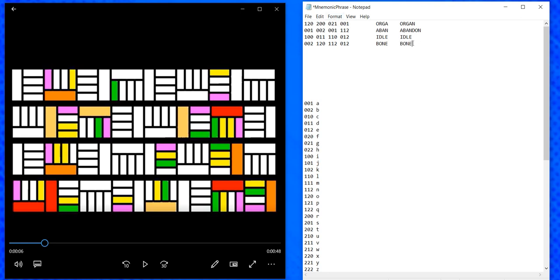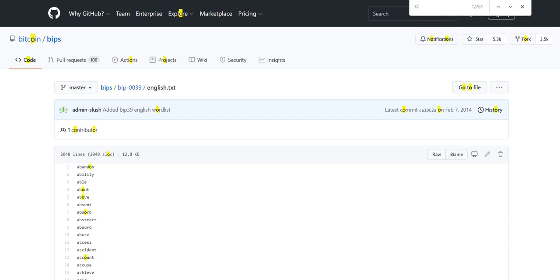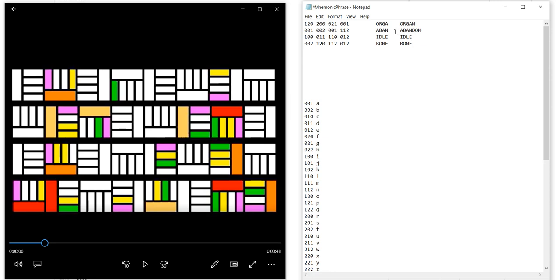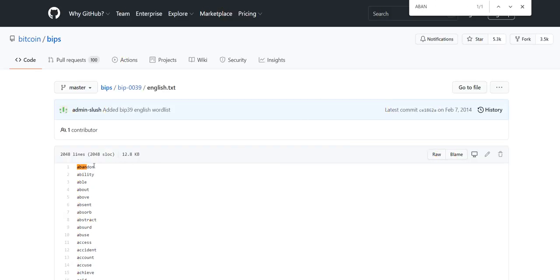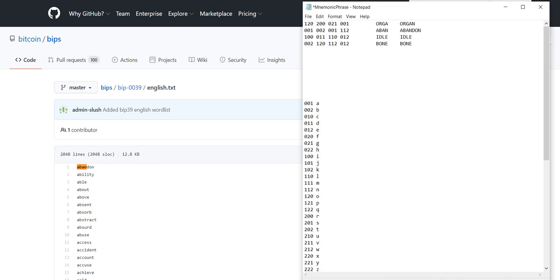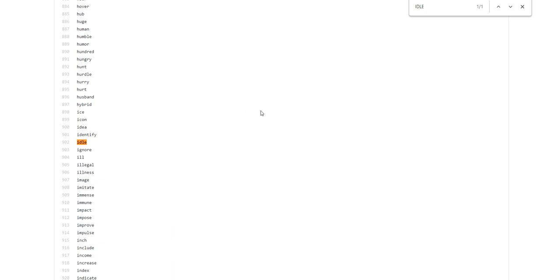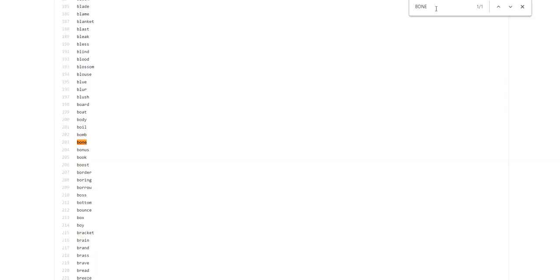So these are the first 4 words, and to get those from just the first 4 letters, we go through here's the complete list of all 2048 words that can be used. We search for the first 4 letters, and here it is. Word number 1252 is the word organ. So that's our first word. We can look up this next one, A-B-A-N, which is actually the first one, abandon. Then we have idle, which is the only one. Notice how there's only one word that starts with those 4 letters. And then bone. Yeah, that's just bone.